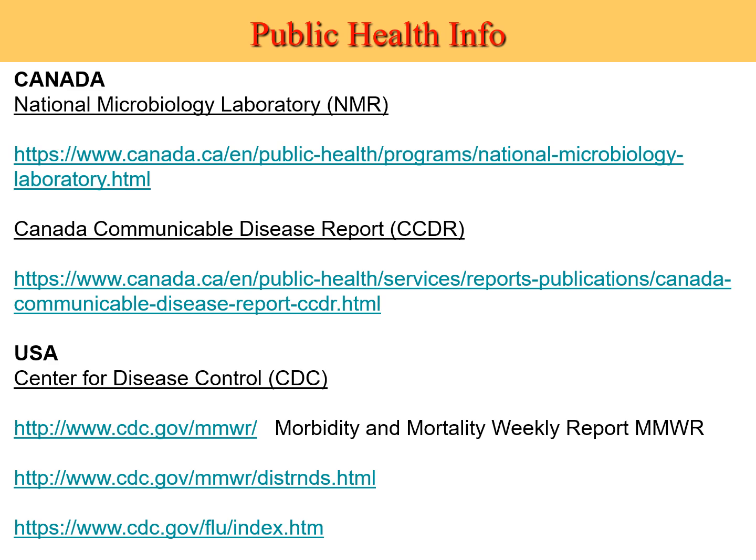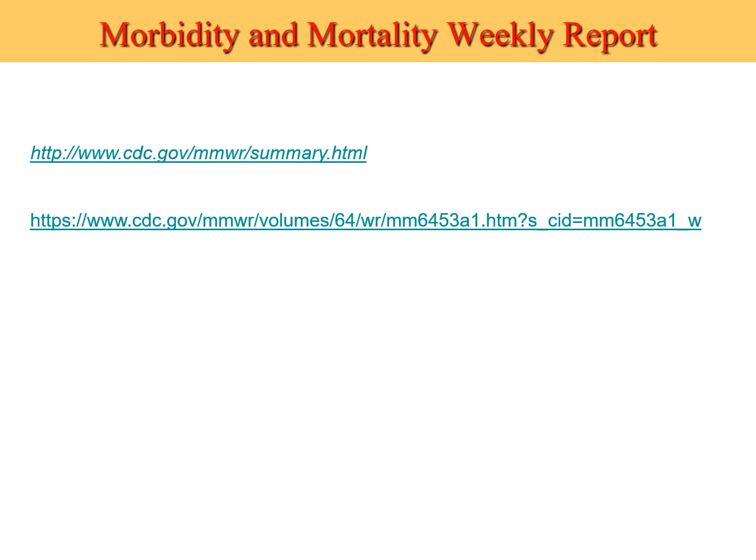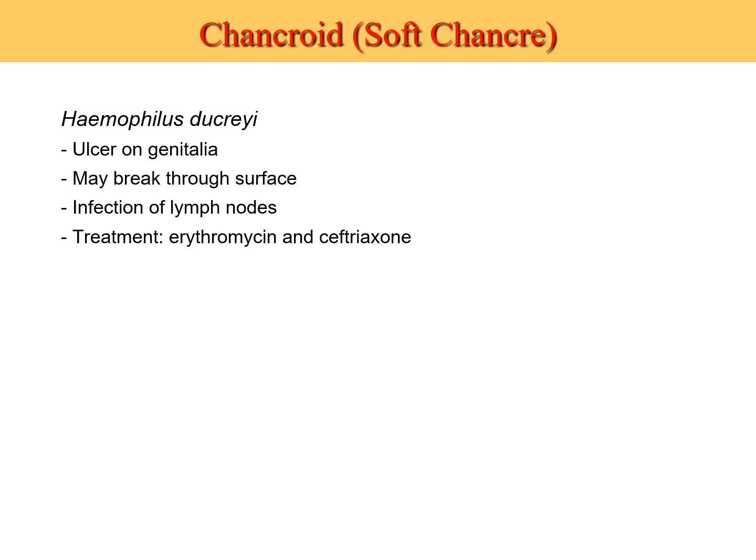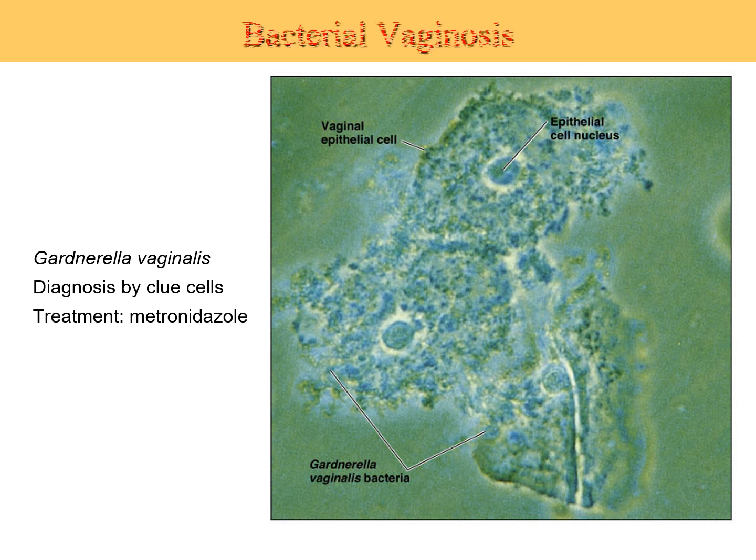Here are some websites that provide useful information. I think I've actually put these up before. They might be useful to you at some point. Morbidity and mortality weekly report, all the notifiable diseases, all communicable infectious diseases are listed. Data is listed here on a weekly basis. Let's move on. We're not going to talk about these.